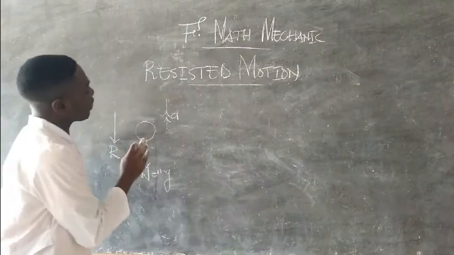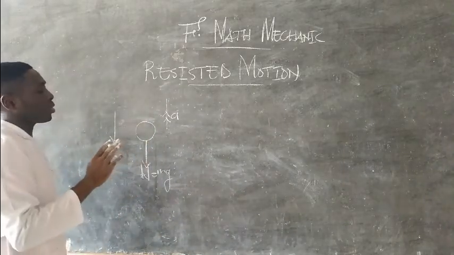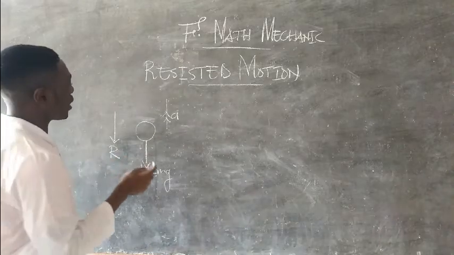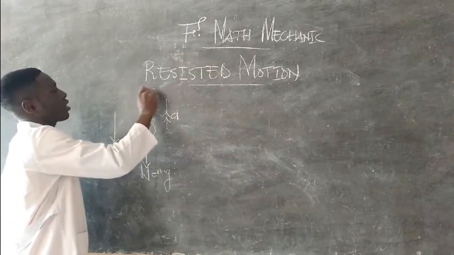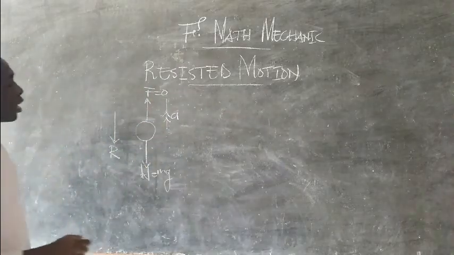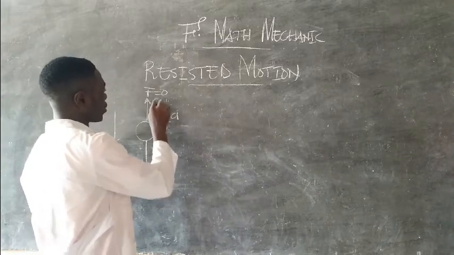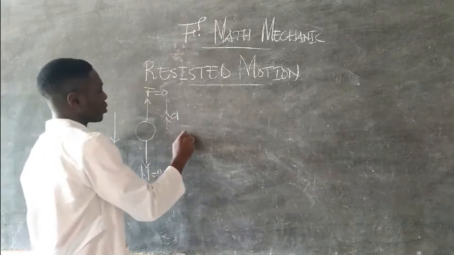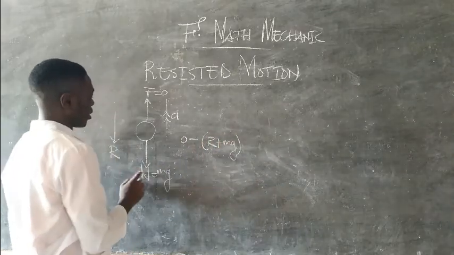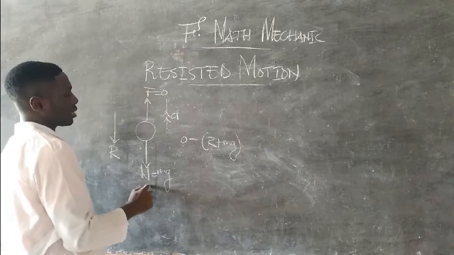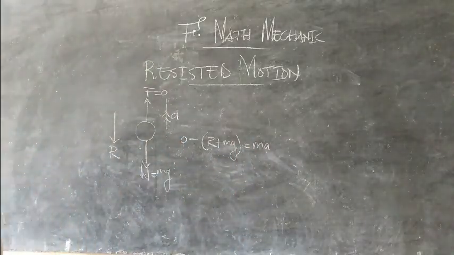And if the particle is moving up and you have not been told that there is any force taking it up, for example they say it has been projected, just know that the force F here is 0. So for this kind of particle, its equation of motion will be: the force, which is 0, minus (R plus mg), since mg and the resistance are acting in the same direction, equal to ma.